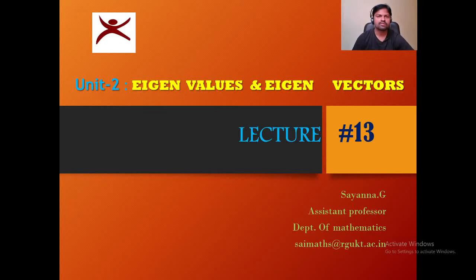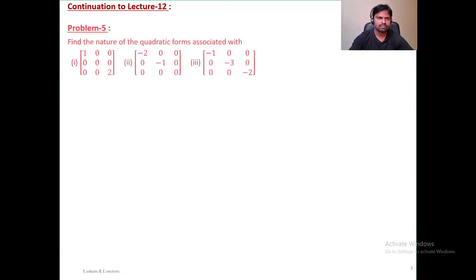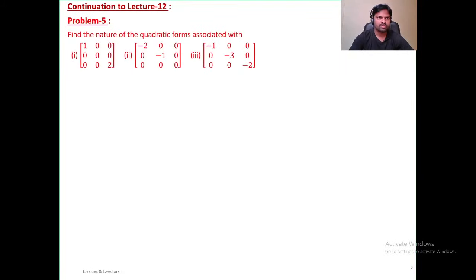Hi everyone, now we are at eigenvalues and eigenvectors, lecture number 13. So this is a continuation of lecture number 12. Four problems we did in lecture number 12, continuation, problem number 5. Find the nature of the quadratic forms associated with these 3 by 3 matrices.